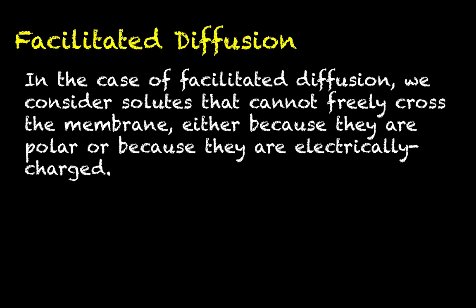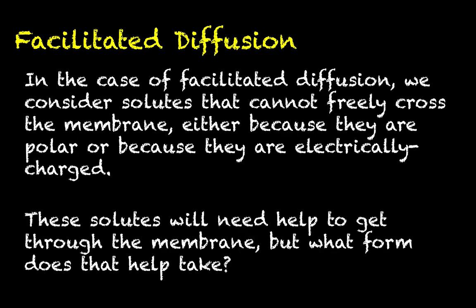Okay, so let's move on to talk about the other type of passive transport called facilitated diffusion. In the case of facilitated diffusion, we are of course considering molecules and solutes that are not quite as lucky as oxygen and carbon dioxide. They can't freely pass through the membrane for whatever reason, usually because they are too polar in the case of something like glucose, or because they're electrically charged in the case of things like sodium and potassium and calcium. So, as we said in the previous video, that does not mean that those sorts of solutes will never ever pass through the membrane. It just means that they're going to need some assistance.